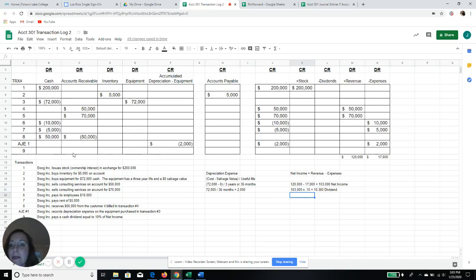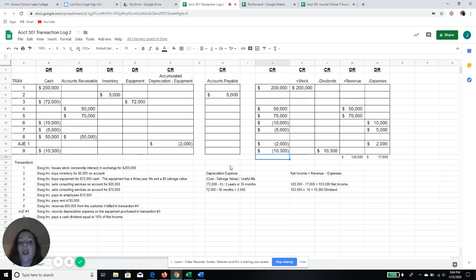We're going to pay this dividend in cash, so we are going to subtract $10,300 from our cash, and then we are going to record the dividend in our dividend account. And we've increased our dividends. Dividend reduces equity. So by increasing our dividends, we have decreased equity. We decreased our assets by $10,300, and we decreased our equity by $10,300, so we are in balance.